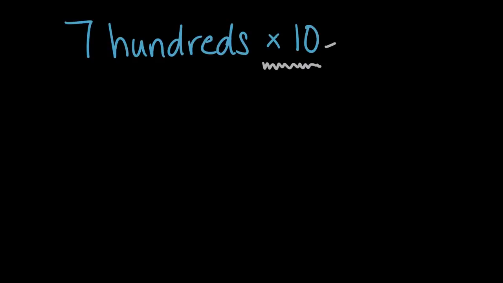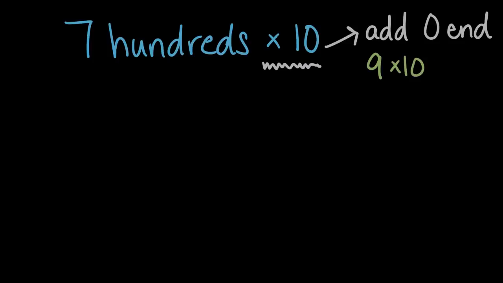One pattern we can think of when we multiply by 10 is if we take a whole number and multiply it by 10, we'll simply add a 0 to the end of our whole number. So for example, if we have a whole number like 9 and we multiply by 10, our solution will be a 9 with a 0 at the end, or 90, because 9 times 10 is the same as 9 tens, and 9 tens is 90. So let's use that pattern first to try to solve.